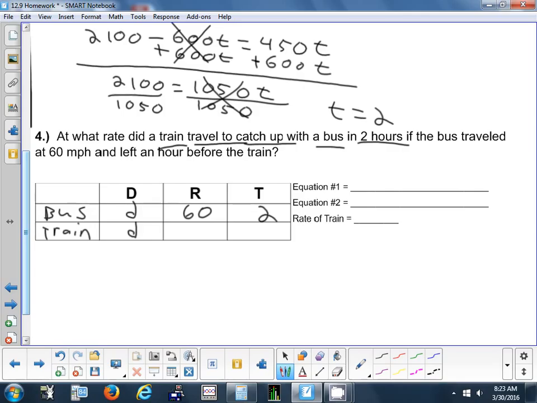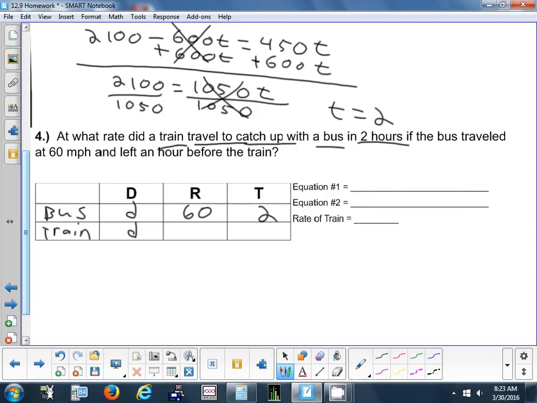So if the bus left before the train, which one was on the road longer? The bus. The bus left before the train, and it was on the road an hour before. So it'd be like 2 plus 1? 2 plus 1. So how long has the train been on the road? 2 hours. Careful. 3. Let's go back. Which one has been on the road longer?